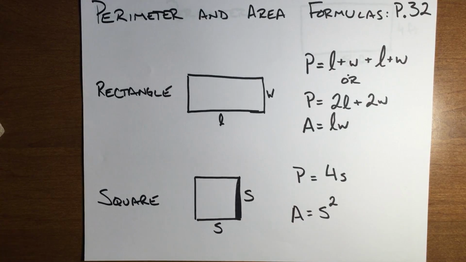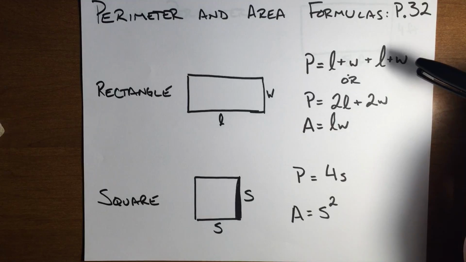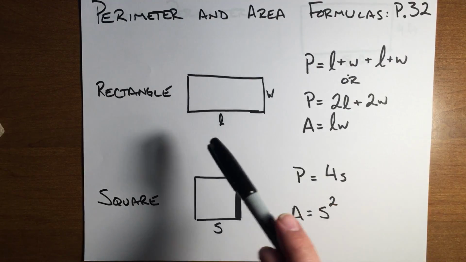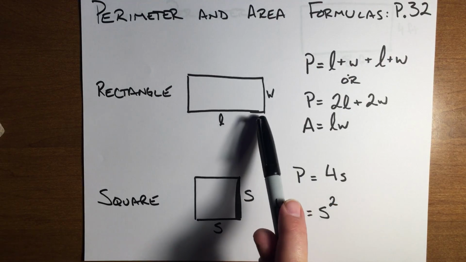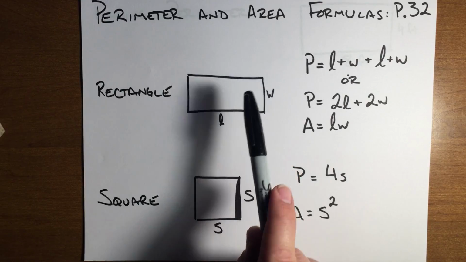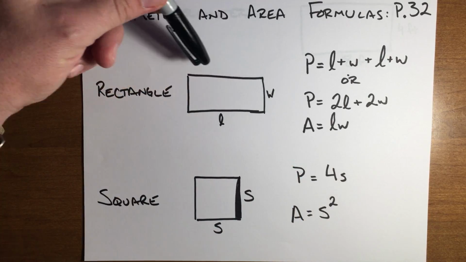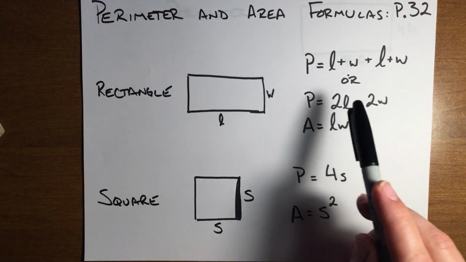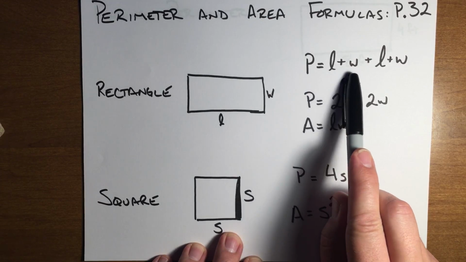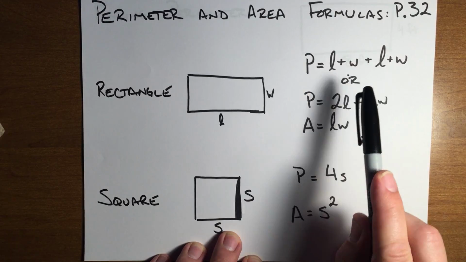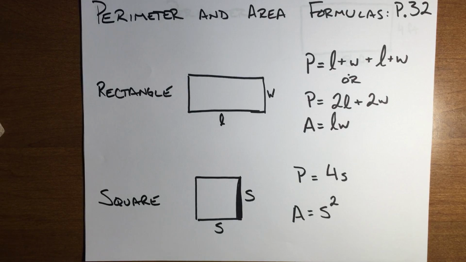First we have the rectangle. If I'm trying to find the perimeter of a rectangle, I have 2 different ways. I have the measure of the length plus the measure of the width plus the measure of the other length and the other width. Okay, so I have perimeter equals length plus width plus length plus width. I'm going to put a little pause here before I go any further.